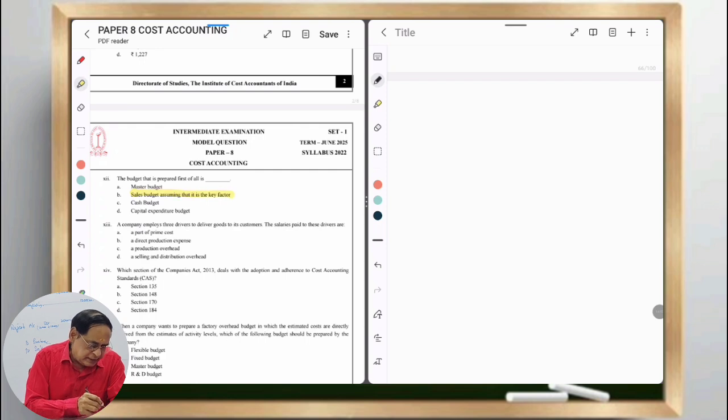Answer B is the correct answer. Please make note of it. Sales budget, assuming that it is a key factor.